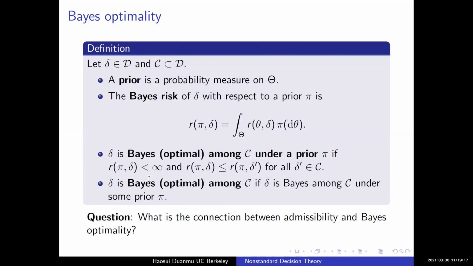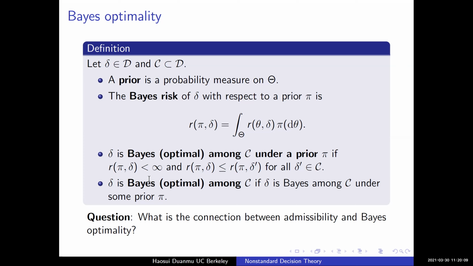So here, again, let delta be a randomized decision procedure from D, and let C be a subset of D. A prior is simply a probability measure on the parameter space theta. And the Bayes risk of delta with respect to a prior pi is denoted by r^pi(delta), and it is the expected risk of delta with respect to the prior distribution pi. And we say that delta is Bayes optimal among C under a prior pi if the Bayes risk of delta is less than infinity, and the Bayes risk of delta is less than or equal to the Bayes risk of delta prime for all delta prime in C. And we simply say delta is Bayes optimal among C if delta is Bayes optimal among C under some prior pi.